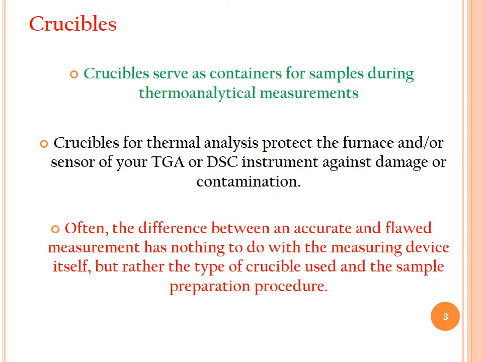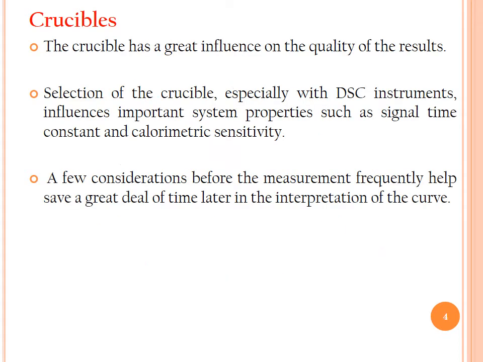Often the difference between an accurate and a flawed measurement has nothing to do with the measuring device itself, but rather the type of crucible used and the sample preparation procedures. So the crucible has a great influence on the quality of the results. Selection of the crucible, especially with DSC instruments, influences important system properties such as signal time constant and calorimetric sensitivity.